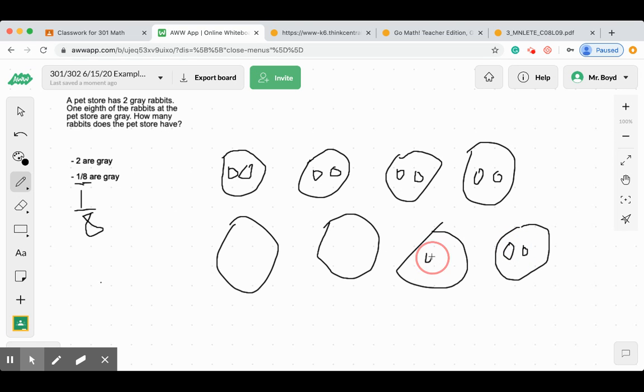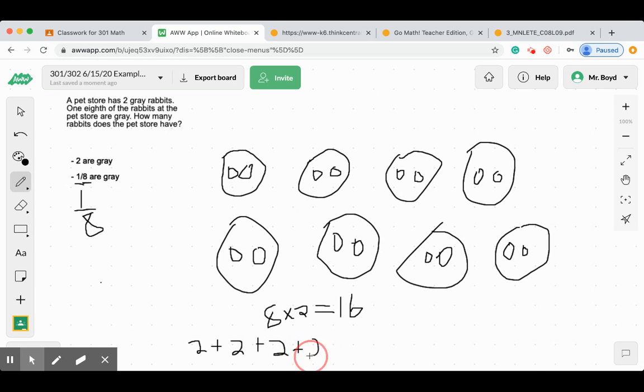And then to find how many rabbits we have in total, just as we did in our problem before, I will add or multiply to find how many we have in total. So I can either do 1, 2, 3, 4, 5, 6, 7, 8 equal groups of 2. So I can do 8 times 2 equals 16. Or I could add 2 8 times, and I should still find the same answer because we know that multiplication is repeated addition.